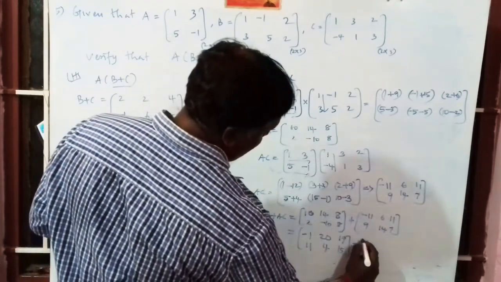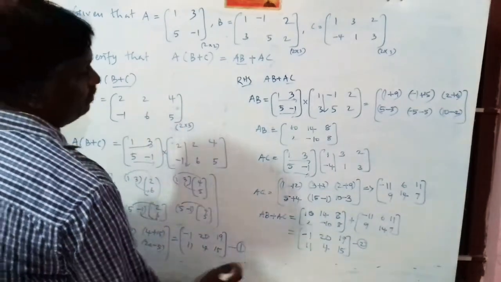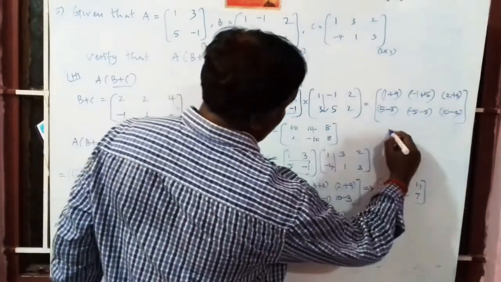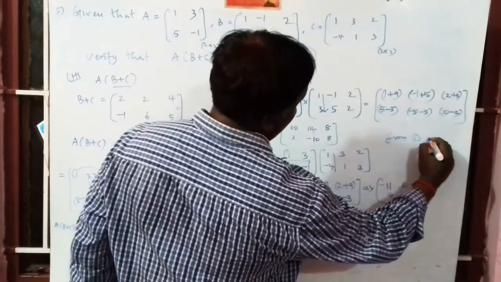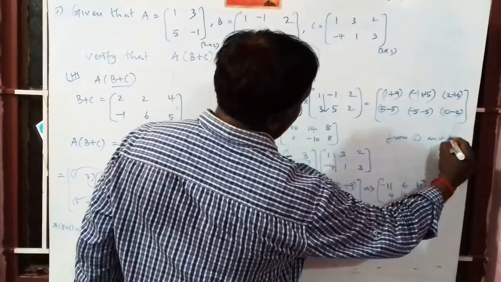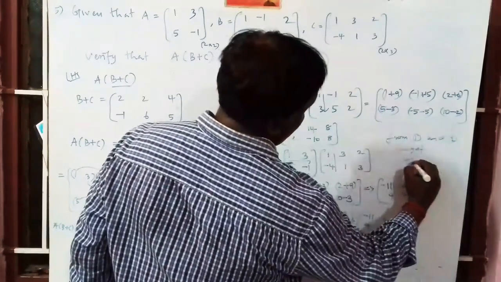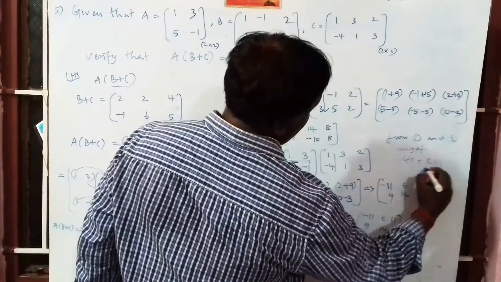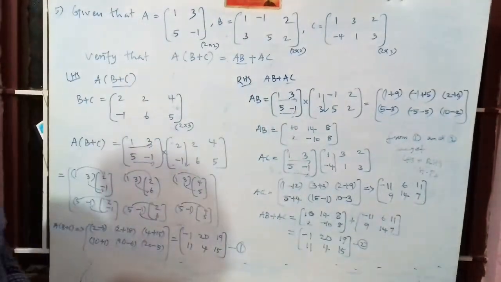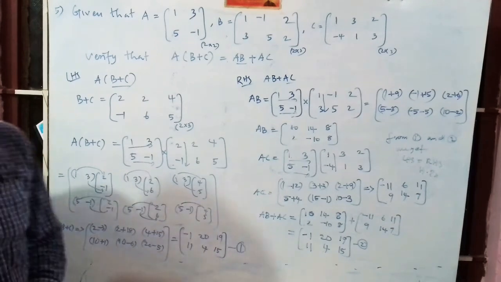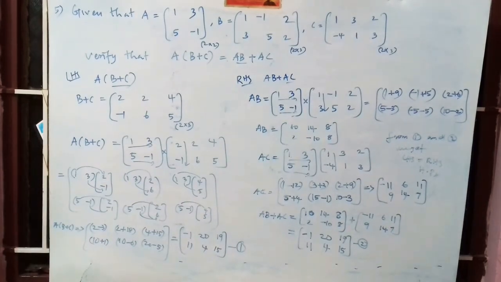This is equation 2. From equations 1 and 2, we get LHS equal to RHS. Hence proved. So both the equations are equal. So LHS equal to RHS.